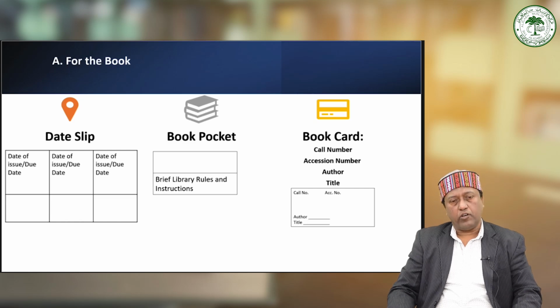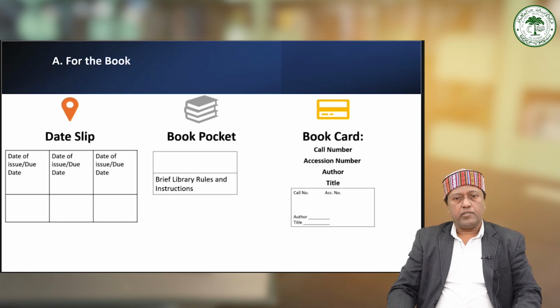It has different columns. And on top of it, whether it is the book card or the due date slip, it bears the same information: call number, accession number, author and title, you will find on both. The arrangement can be call number on the left and accession number on the right, or accession number on the left and call number on the right side, that you can do.